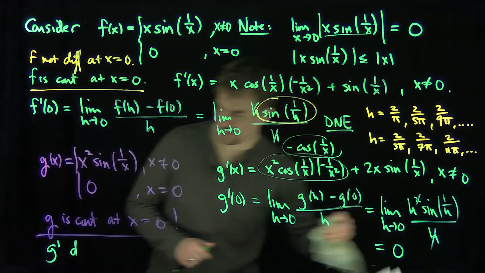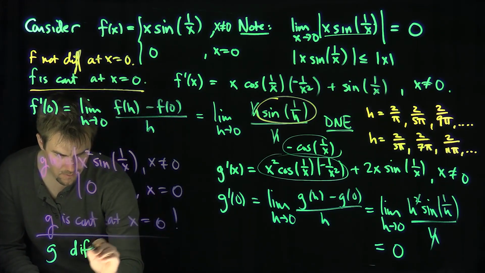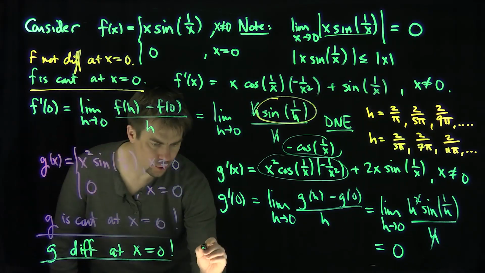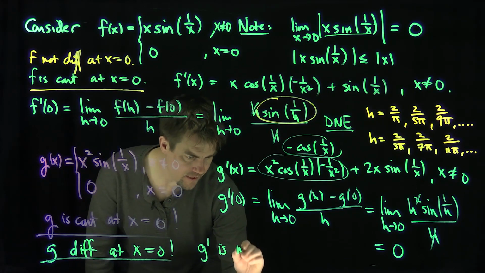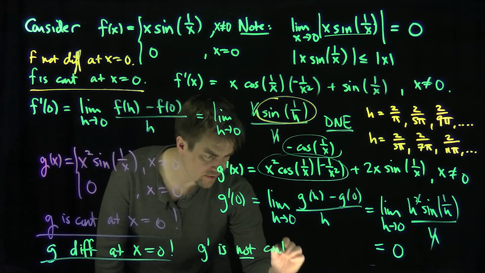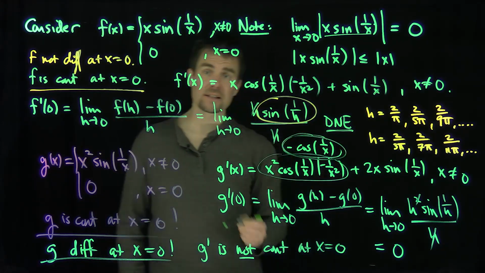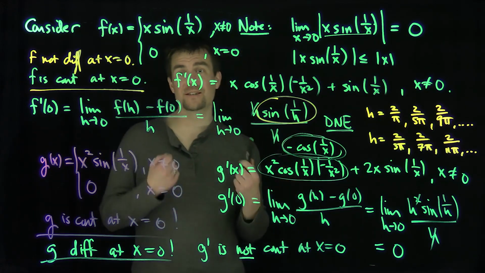So g is differentiable at 0, not g prime. G is differentiable at x equals 0. But g prime is not continuous at x equals 0, because this limit over here does not exist as x tends to 0. So while g is differentiable at 0, the derivative is not continuous at that point.